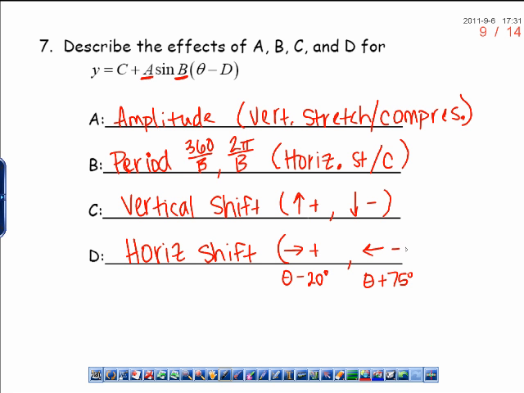So it's the same thing that you've realized. I don't want you to get confused just because there's a minus here. If it's theta minus something, it's to the right, but that will translate to actually a positive D. All right, if it's theta plus something, we're to the left. So we're not using different rules. It's the same thing we've seen before.